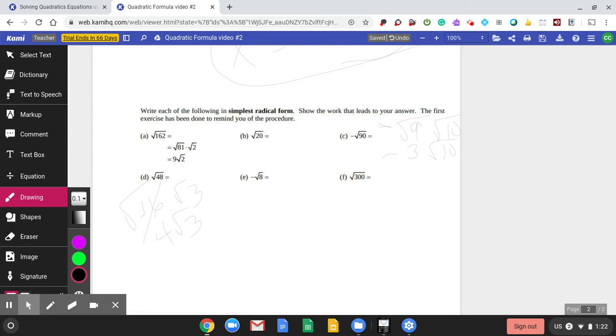Okay, and then you could try a couple on your own. I'll try this one here with you, which is 100 times 3. And then the 100 does not become 50. It becomes a 10. 10 radical 3. Or you could try B and E by yourself. And I'll try and give you guys maybe a problem or two on your own to do later.